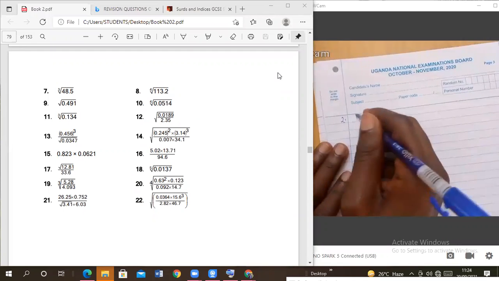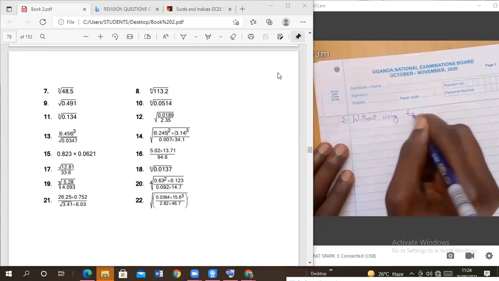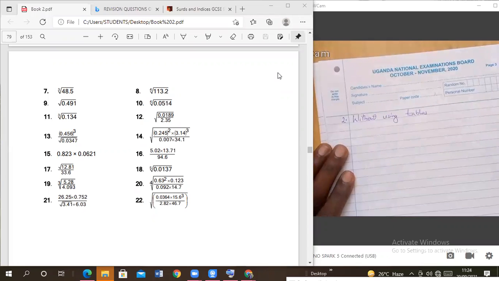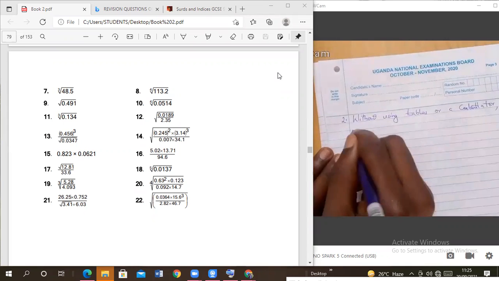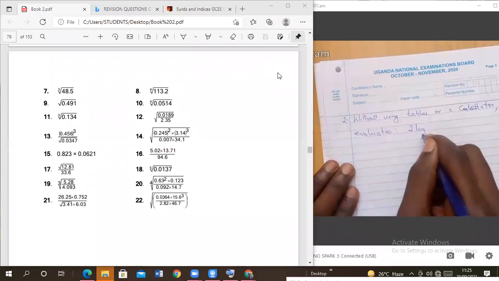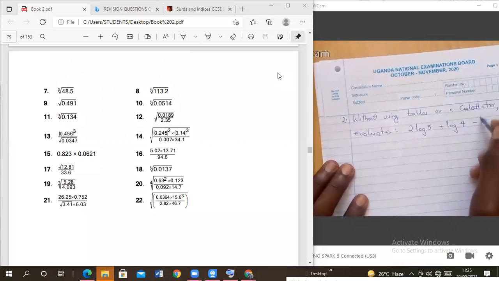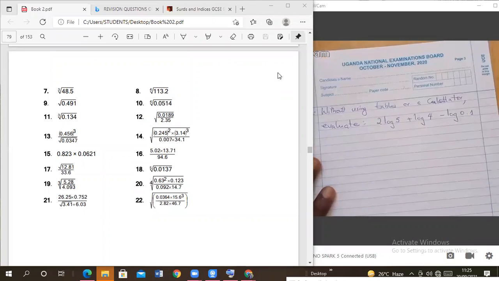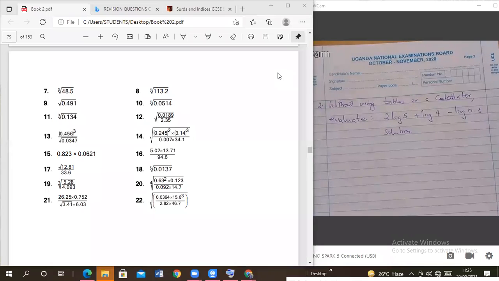The question is saying, without using tables. Now the other one we were using tables. Without using tables or a calculator, evaluate 2 log of 5 plus log of 4 minus log of 0.1. Have you put it down?